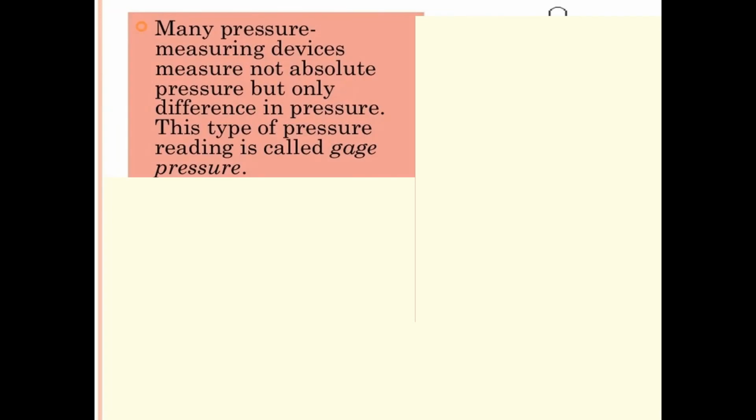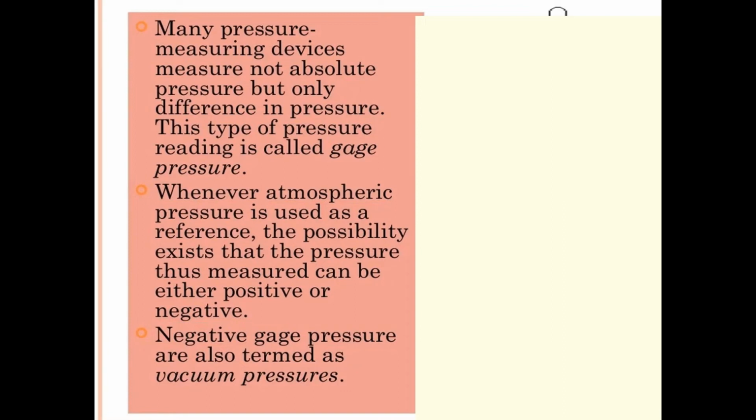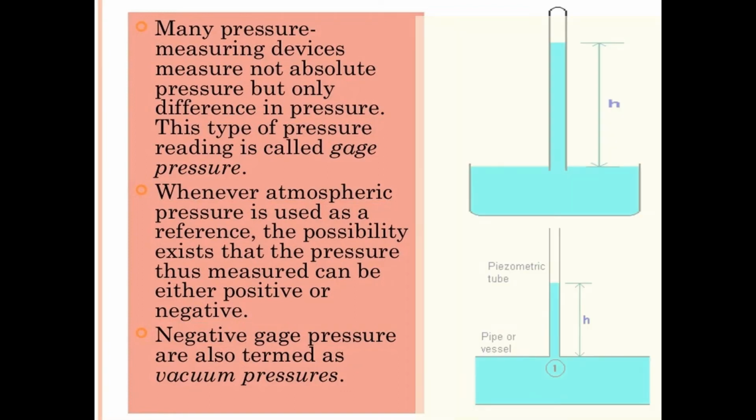Many pressure measuring devices measure not absolute pressure, but only the difference in pressure. This type of pressure reading is called the gauge pressure. Whenever atmospheric pressure is used as a reference, the possibility exists that the pressure thus measured can be either positive or negative. Negative gauge pressures are also termed as vacuum pressures.